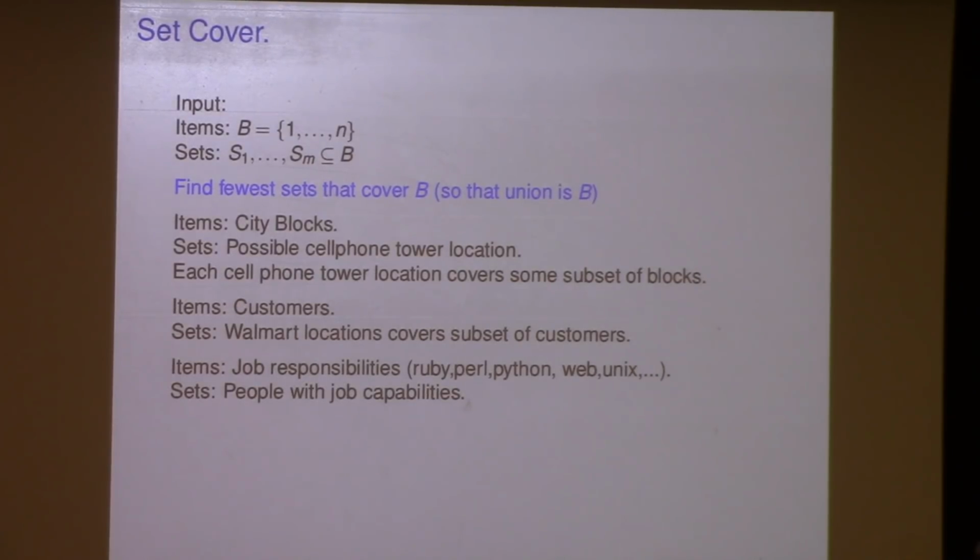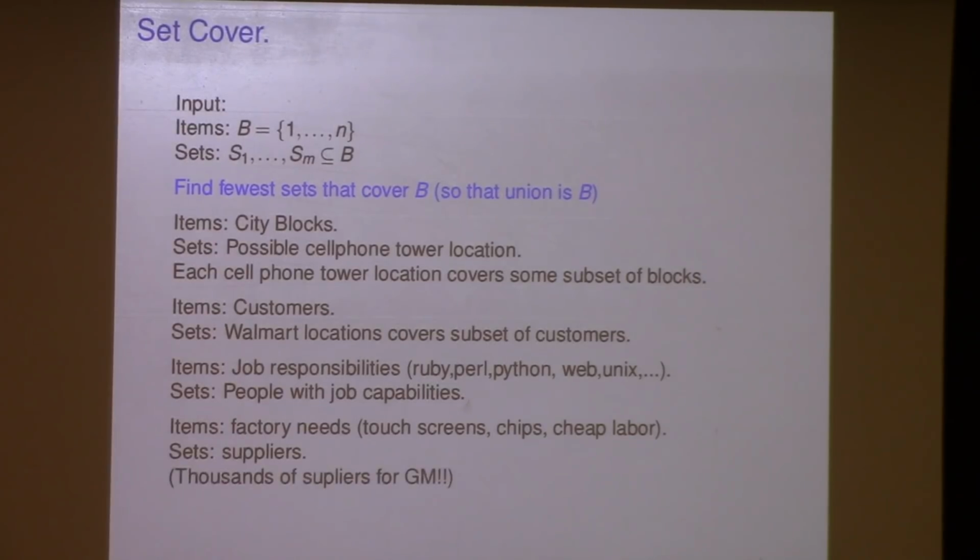So it's people with sets of job capabilities. Maybe you want to hire a team to cover all the things the team needs to do. Factory items: touch screens, chips, cheap labor, and you want suppliers to cover all of these things. These are all real problems. I think GM has thousands of suppliers, for example. GM is General Motors, if you don't know.